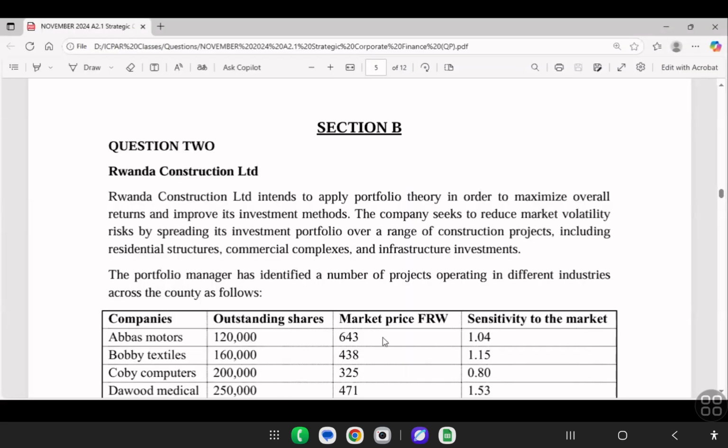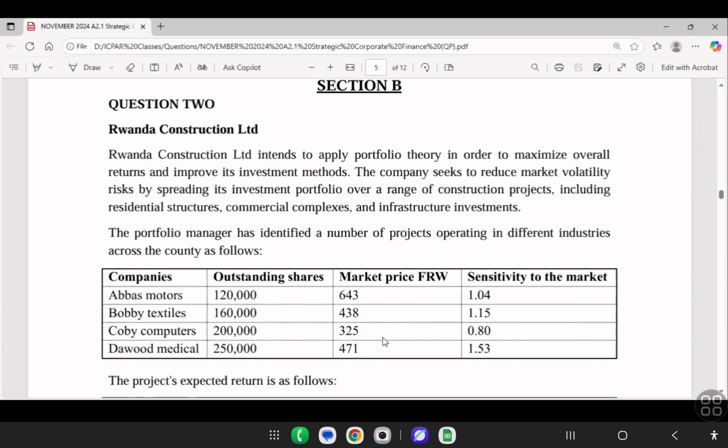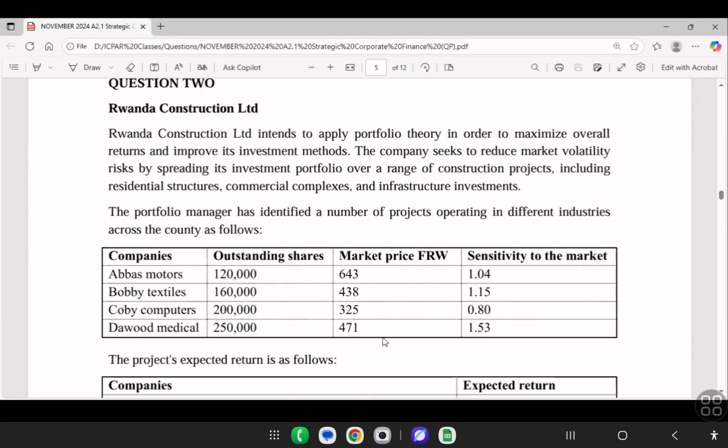Let's read through the question. Question number 2, November 2024. It is section B, Rwanda Construction Limited. Rwanda Construction Limited intends to apply portfolio theory in order to maximize overall return and improve its investment method. The company seeks to reduce market volatility risk by spreading its investment portfolio over a range of construction projects, including residential structures, commercial complexes, and infrastructure investment. The portfolio manager has identified a number of projects operating in different industries across the country as follows.